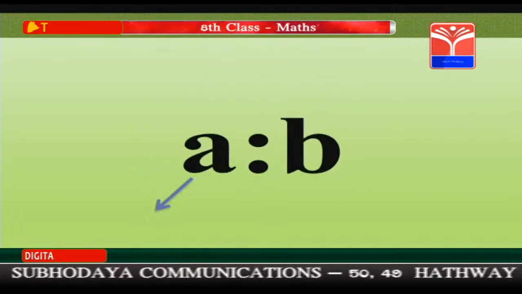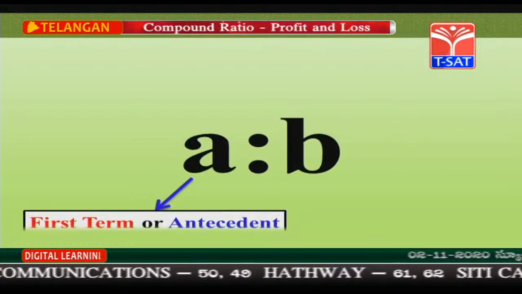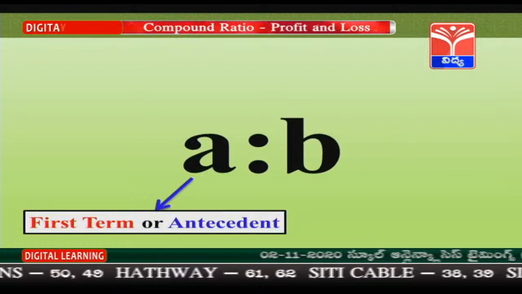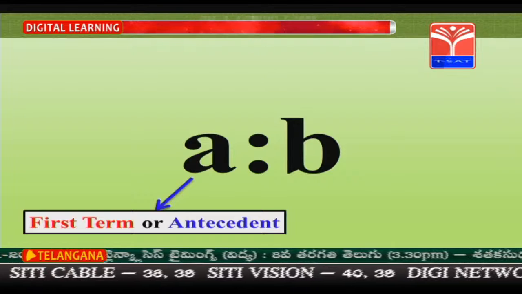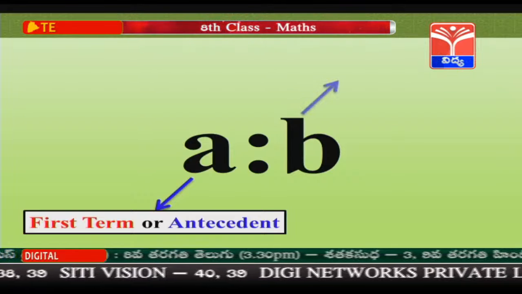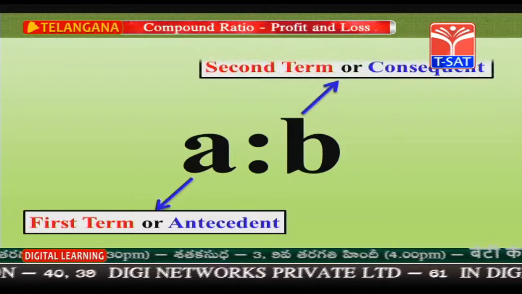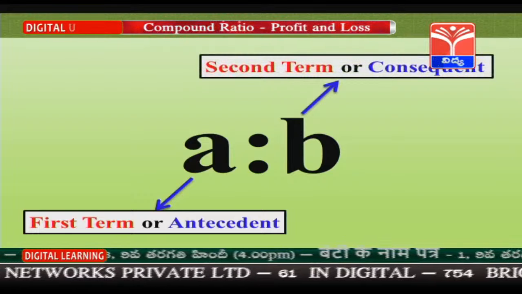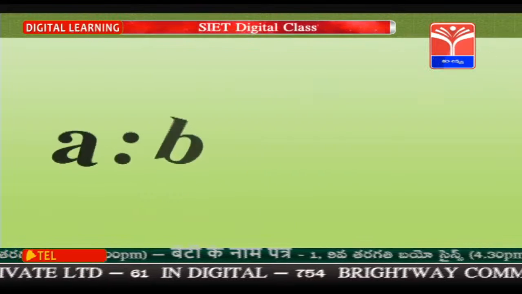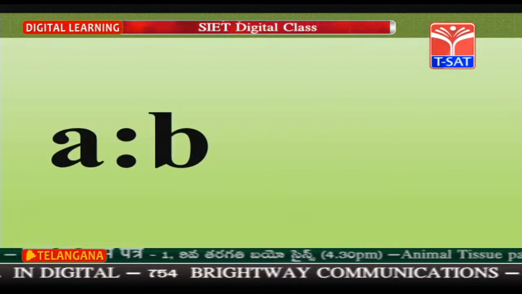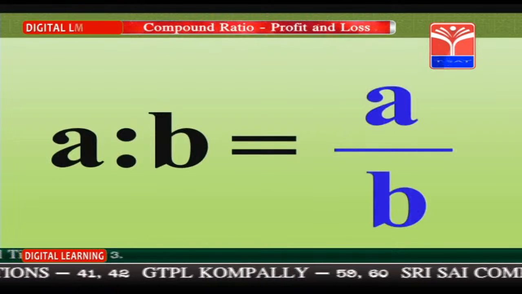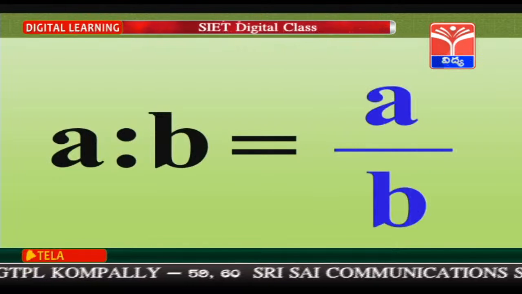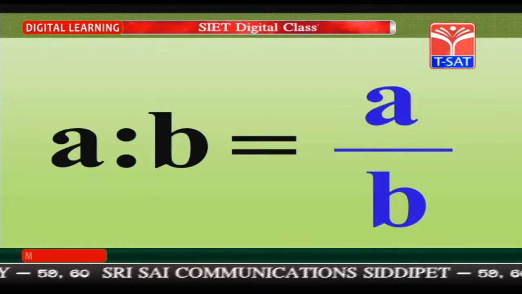Now, in this ratio A is to B, what is A called? Yes, it is the first term, or it is also called the antecedent. Now, what about B? Yes, it is the second term, or it is called the consequent. Now, how to represent A is to B? Yes, we can represent A is to B as A by B. So, antecedent divided by the consequent.